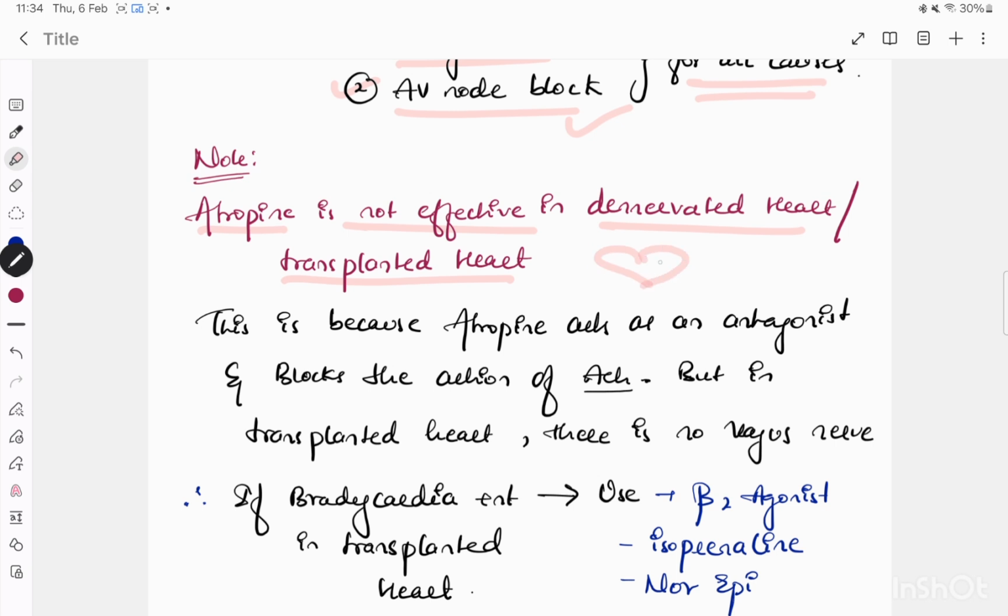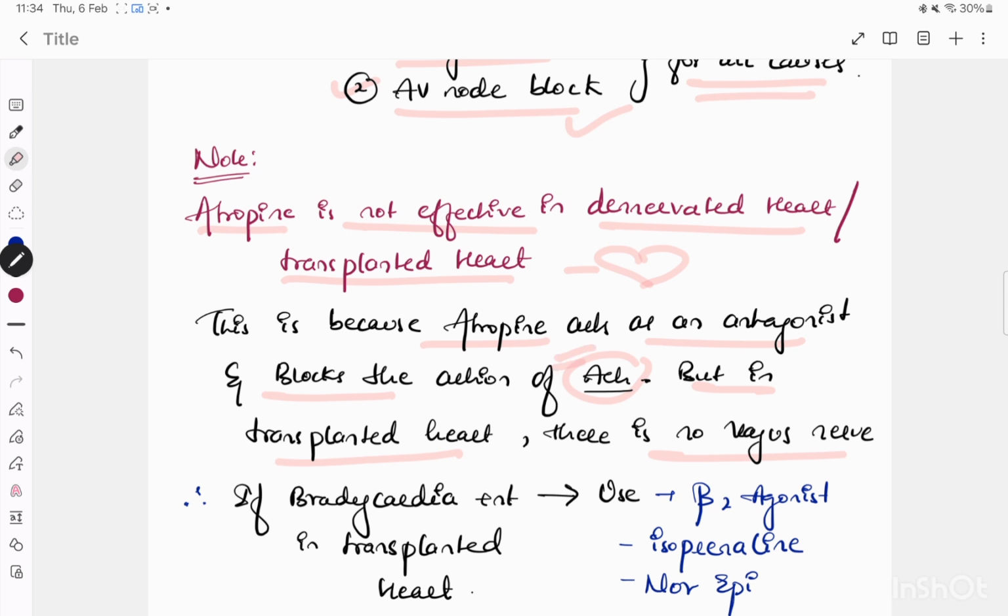If a transplanted heart is present, atropine cannot be given. Why? This is because atropine acts as an antagonist and blocks the action of acetylcholine. But in a transplanted heart, there is no vagus nerve. So what is the mechanism of action of atropine? It blocks the effect of acetylcholine, right?